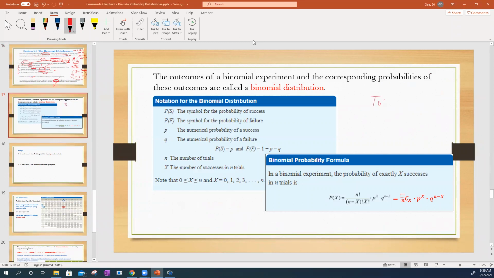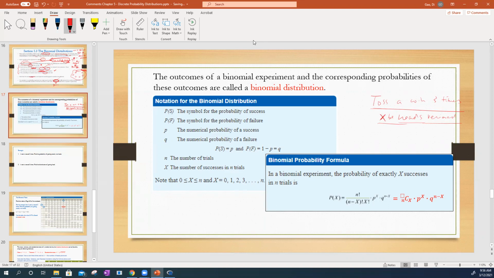Toss a coin 3 times. So probability of success, and then we focus on head, right? So X is the random variable that describes heads received after tossing a coin 3 times.